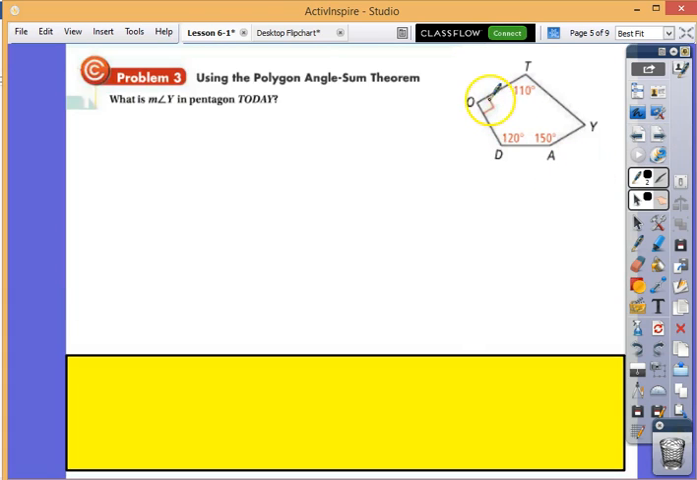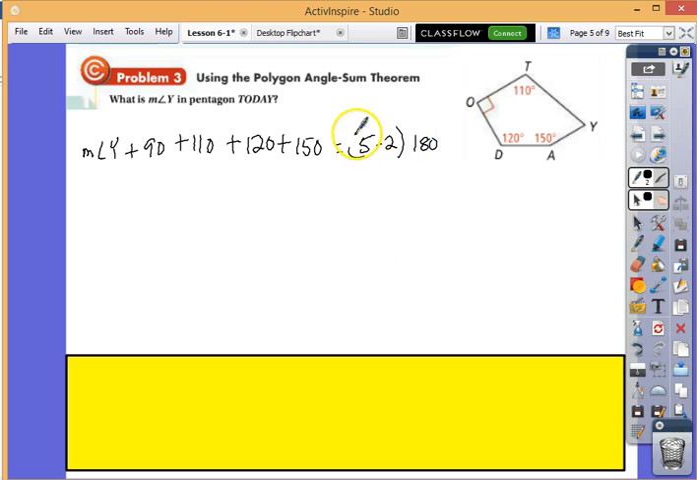Now, if we didn't have a regular figure, but we had some other information, we could find out missing angles just like we do in triangles. So here we've got a pentagon, and we know that 4 of the angles are something. So the measure of angle Y plus 90 plus 110 plus 120 plus 150 equals the IAS for a pentagon. And the IAS for a pentagon, in this case, is going to be 5 minus 2 times 180, because that's the sum of the interior angles, is that formula right there.